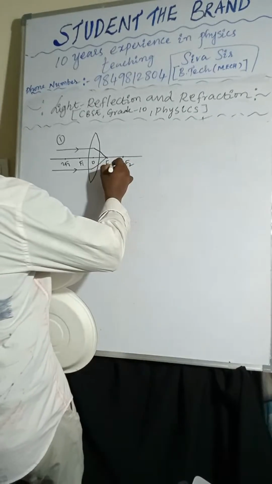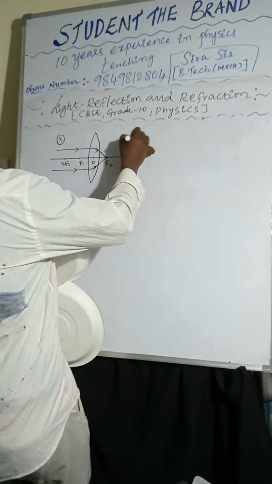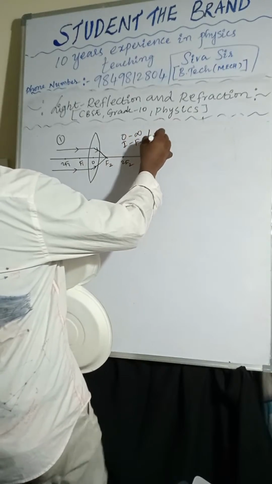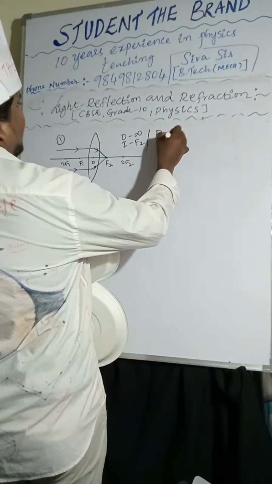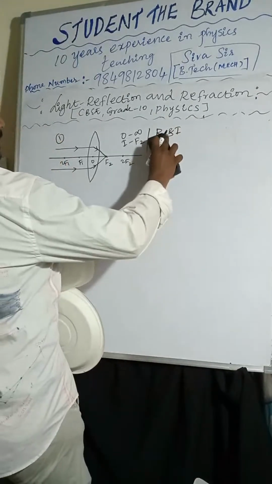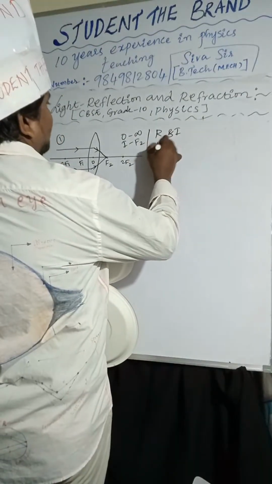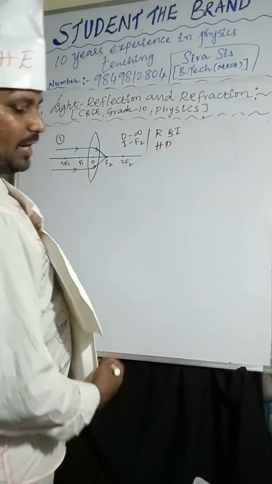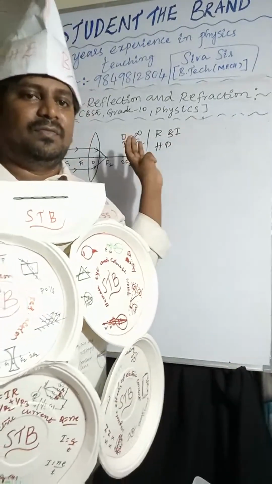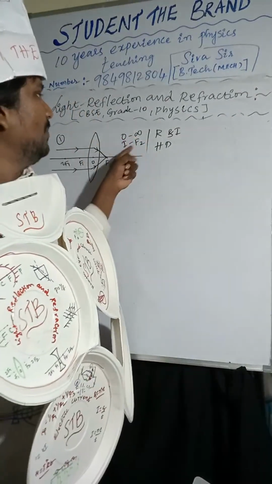Now you are considering here, object is at infinity. Image will form at F2. Nature of the image is real and inverted. Size of the image is highly diminished. Point size image is forming at focus.